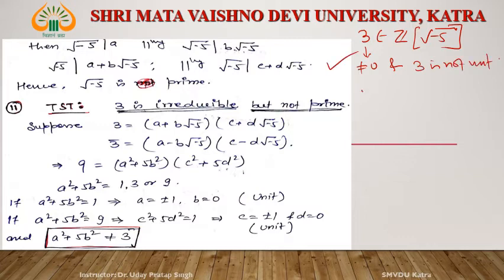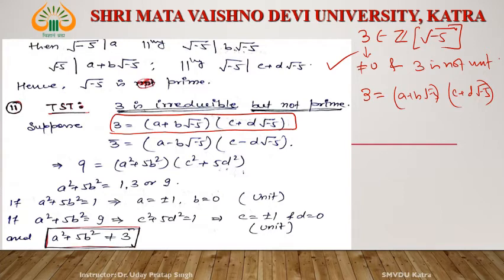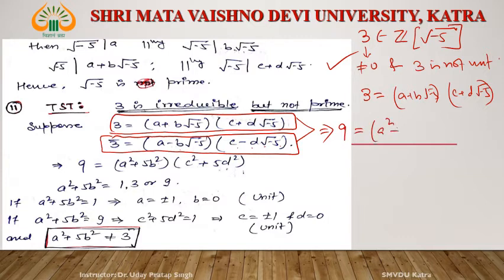Come to the second condition. 3 is the product of two elements, A plus B square root of minus 5 and C plus D square root of minus 5. Consider the conjugate of this. What is 3 bar? A minus B square root of minus 5, C minus D square root of minus 5. Now multiplying these two terms, this is equal to 9, A square plus 5B square into C square plus 5D square.